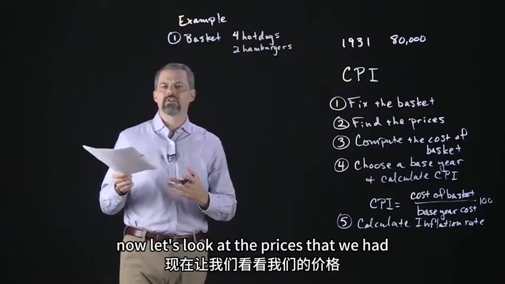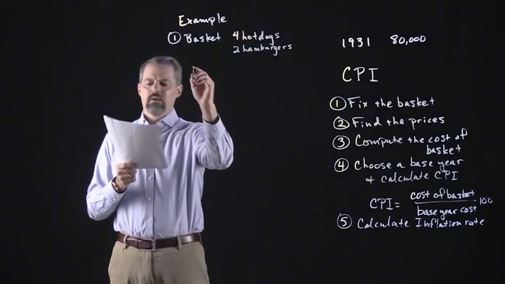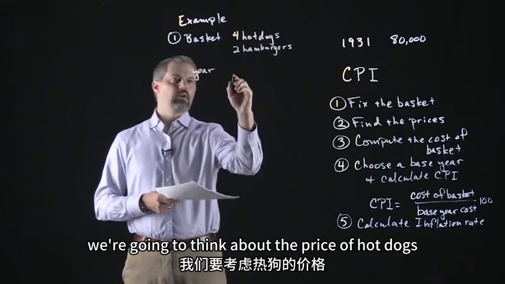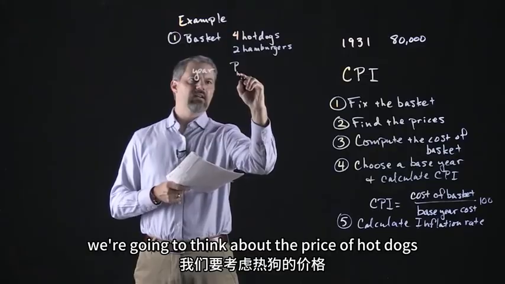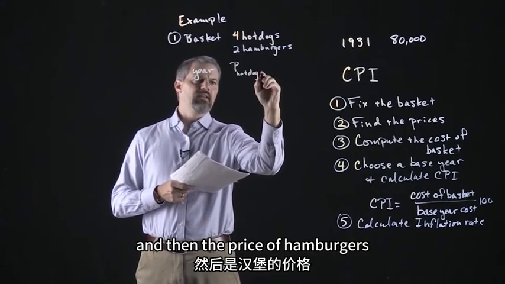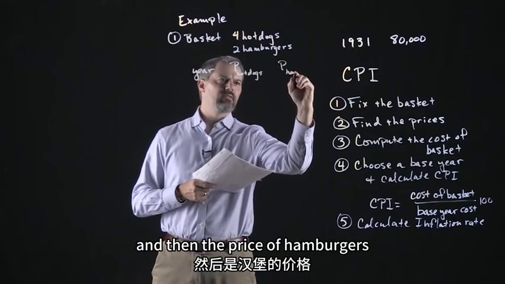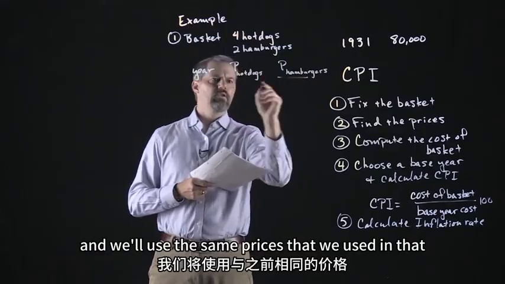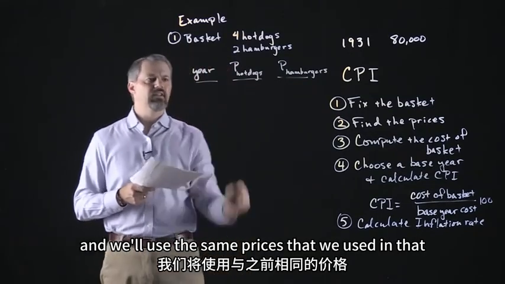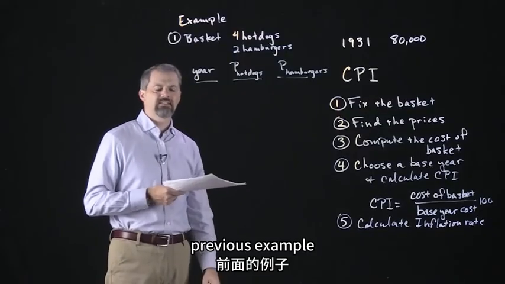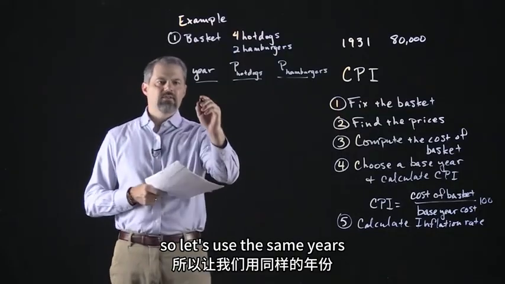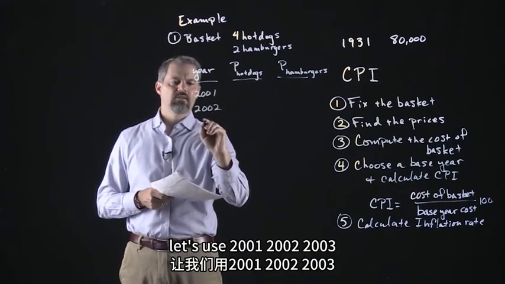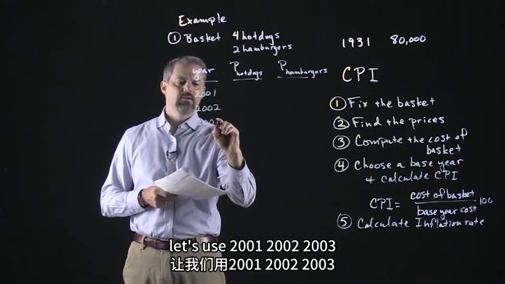Now let's look at the prices that we had. Let's have here our year, and then we're going to think about the price of hot dogs, and then the price of hamburgers. And we'll use the same prices that we used in that previous example. So let's use the same years. The years really don't matter. Let's use 2001, 2002, 2003.